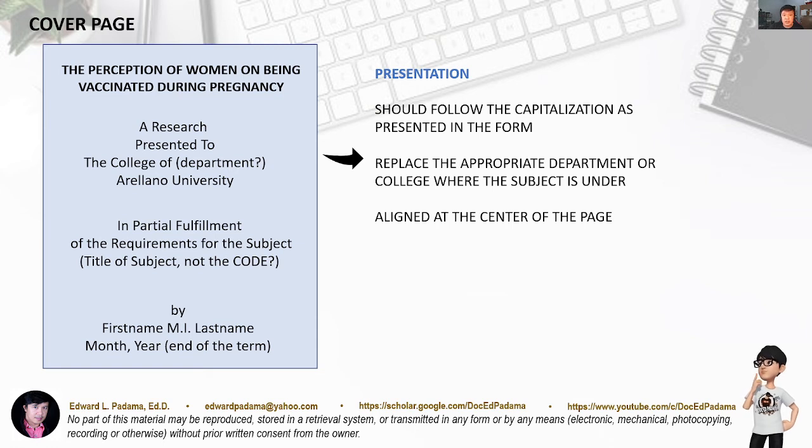So under the presentation, you have a research presented to the college of the department where your subject is under. So if your subject is purposive communication, this will be under arts and sciences. So you will be using the College of Arts and Sciences. And then the name of the school, Arellano University. So again, going back on the right side, replace the appropriate department or college where the subject is under. Okay? So I hope you were able to take that down. And then again, the last description, align at the center of the page.